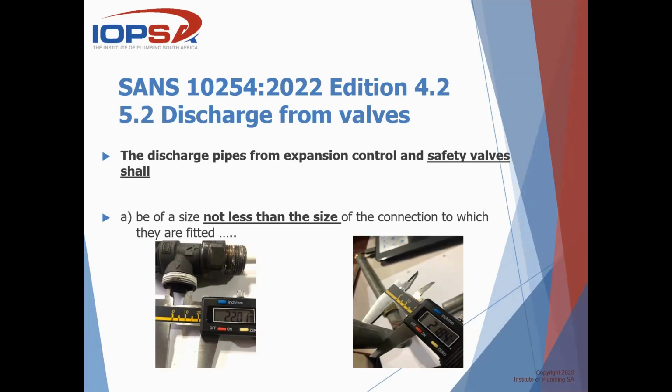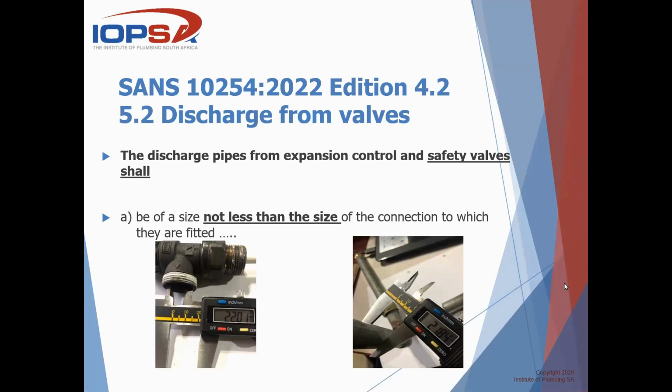Now, before I move on, I just want to say that shall has quite a definite requirement. It's not an if or maybe. The word shall means that it must and it has to. So A, be of a size. Now, remember, we're speaking about the actual discharge pipe and not the TP, just the discharge pipe. Be not less than the size of the connection to which they are fitted.